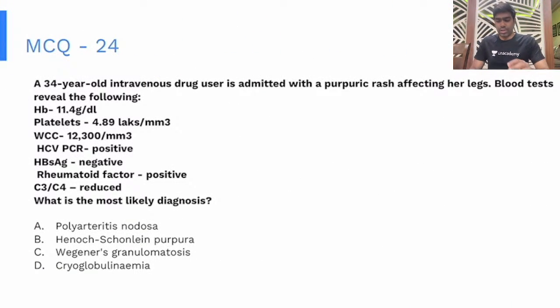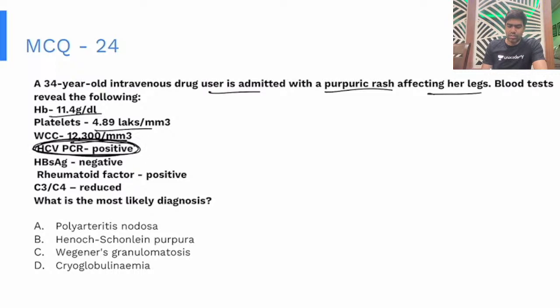You have the 24th question. A 34-year-old IV drug user admitted with purpuric rash affecting her legs. Blood test revealed the following: Hb of 11.4, platelet of 4.89, WBC of 12,300, HCV PCR is positive, which means the patient is having a positive HCV RNA. HBsAg is negative and rheumatoid factor is positive. C3, C4 is reduced. What is the most likely diagnosis? It's straightforward. The moment you see hepatitis C virus, the right answer will be cryo.